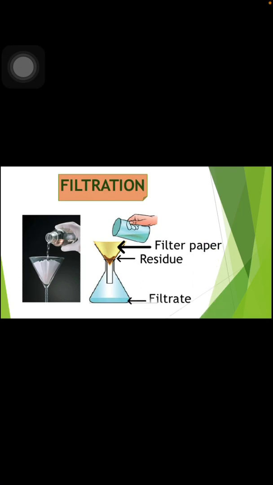Sometimes the fine particles of the solid components pass through the strainers, and in such a situation, filter paper is used as a medium for filtration. A filter paper is a special paper which has millions of tiny holes in the paper, through which the liquid will pass. The solid particles remain on the filter paper, and the liquid that passes through the filter paper is known as filtrate. The particles that are left behind on the filter paper are called residue.